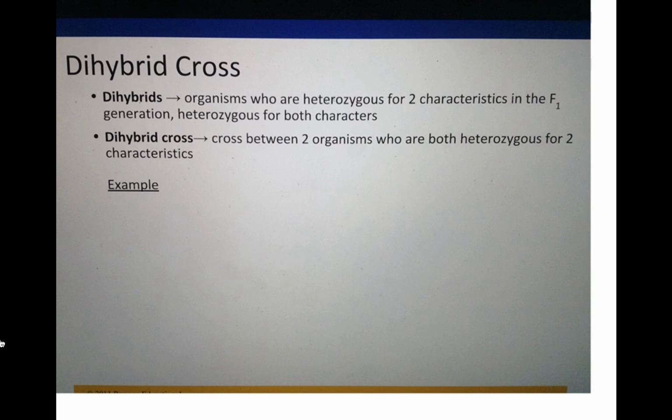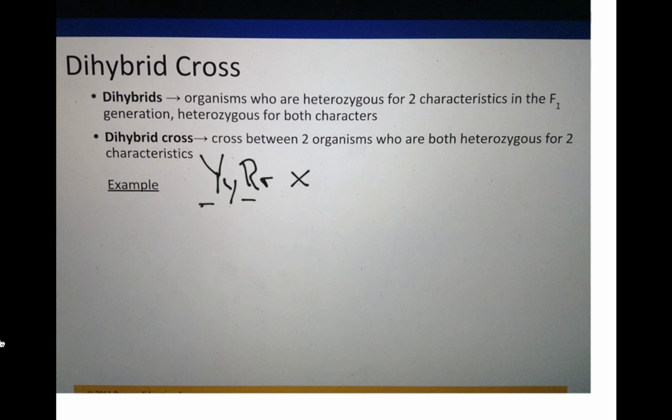So a dihybrid cross is a little more complicated. In a dihybrid cross, we're crossing 2 organisms who are both heterozygous for 2 traits. So let's say we're going to use the example like Mendel does, and we'll see here in a second where we're talking about seed color and seed shape. So seed color, yellow is dominant to green. So this organism is heterozygous for yellow. And in terms of seed shape, typically round is dominant to wrinkled. So they're heterozygous for 2 traits, heterozygous for seed color and seed shape.